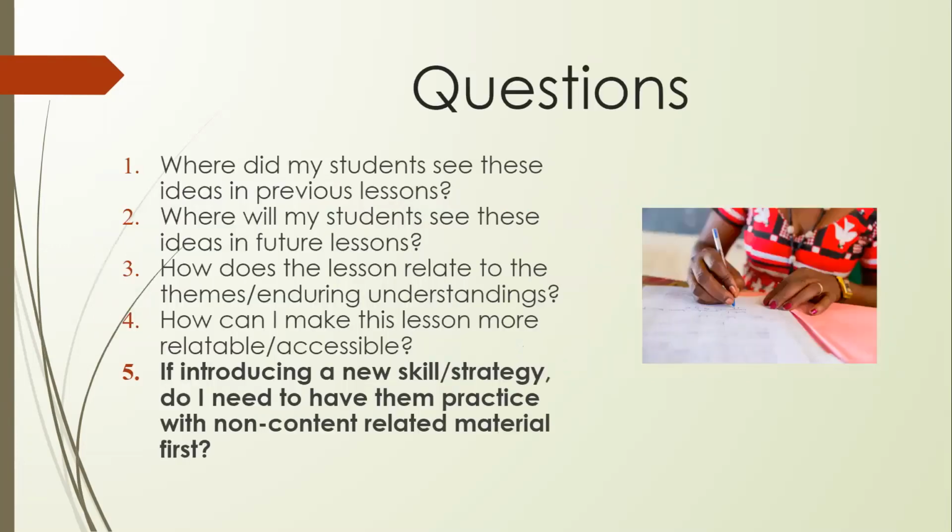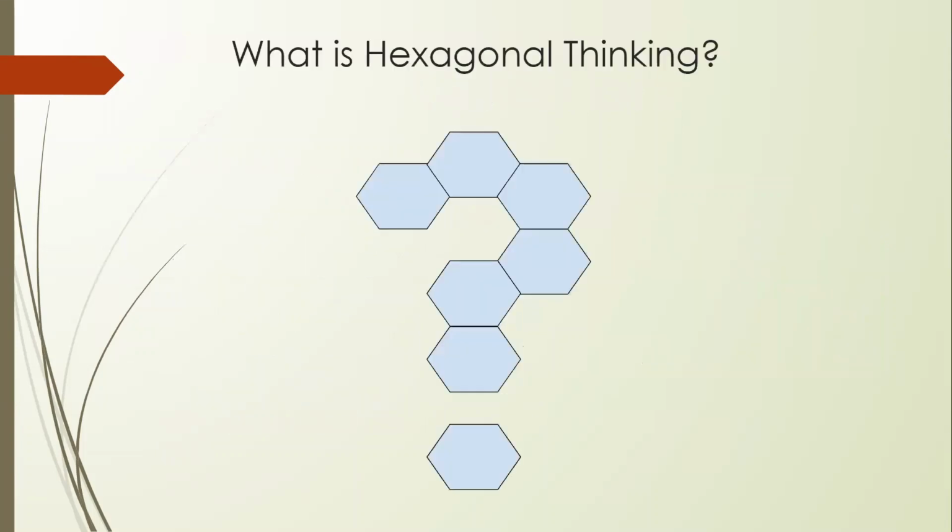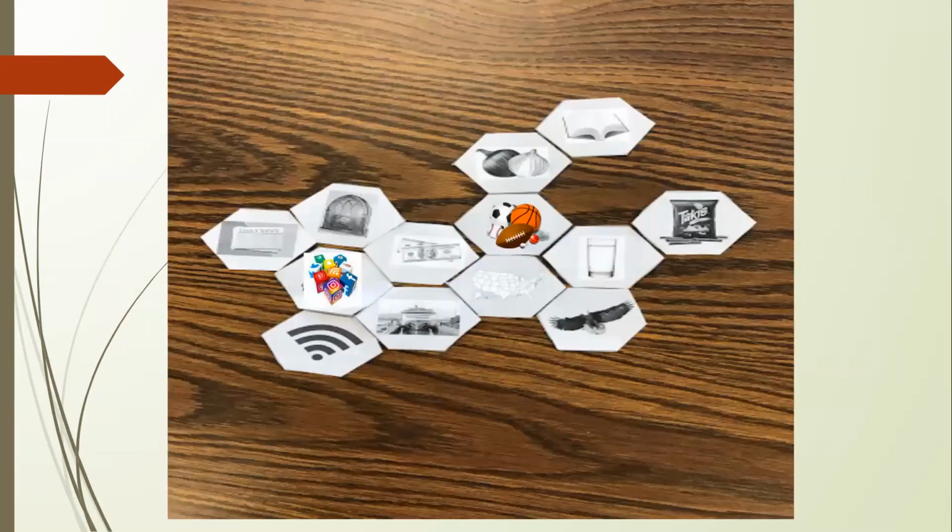The fifth question is similar to that one in that if you're looking at a skill or a strategy, you may want to give them more accessible content for stuff that they know a little bit more about and non-content related stuff. So for example, if you're doing hexagonal thinking, maybe you want to give them more relatable things like things that they eat or sports that they play and have them explain the connections between them. So that way, if there's a high cognitive lift with that process, then you can help them use more relatable content. And then obviously you would infuse US history material as they get more comfortable with that process.